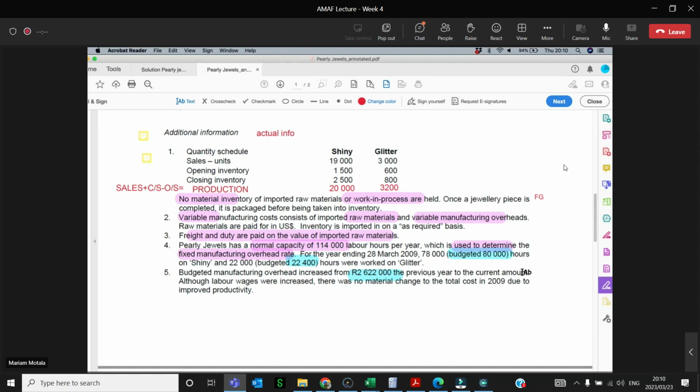Raw materials are paid for in US dollars. Inventory is imported on an as required basis, and freight and duty are paid on the value of raw materials. So that implies that the freight and duty is a variable cost. So sitting in that variable cost, it's basically raw materials and variable overheads. Immediately you see, there's no labor in the variable cost in this particular environment.